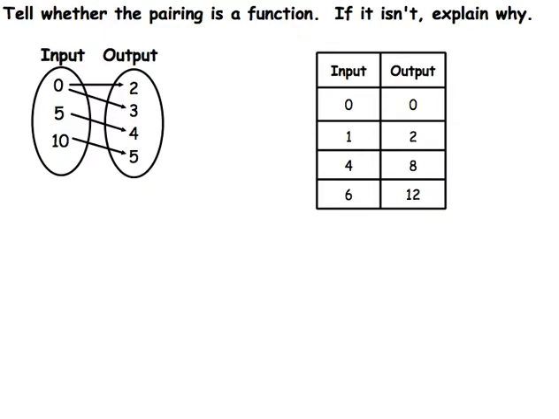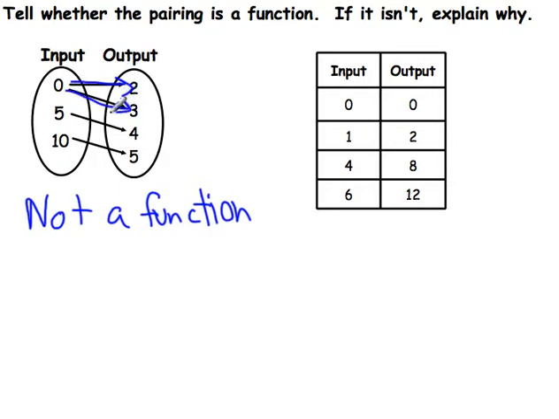Now, if you look at these next two, we want to tell whether it's a function or not. If I look at this first one, this is actually not a function. Okay, so I'm going to write that out first. This is not a function. And the reason why it's not a function is if you go back to the definition of function, it says that each input has to have exactly one output. But this 0 is going to two different outputs. So this right here is what is telling us that we do not have a function because 0 has two outputs. Each input can only have one output.